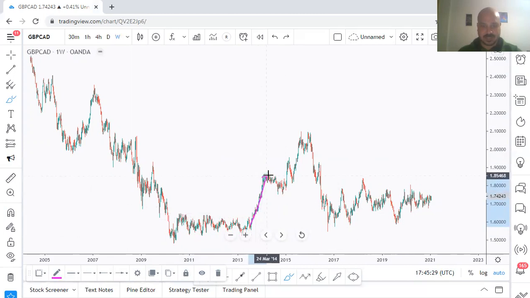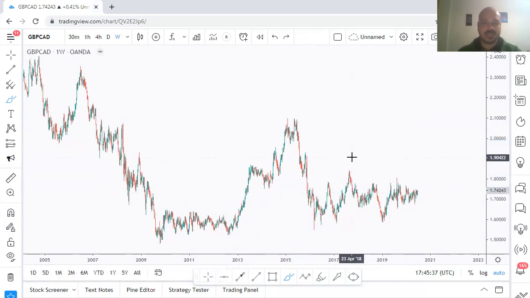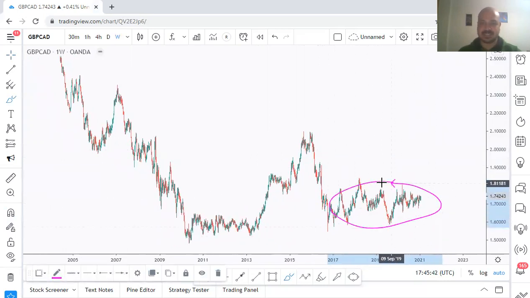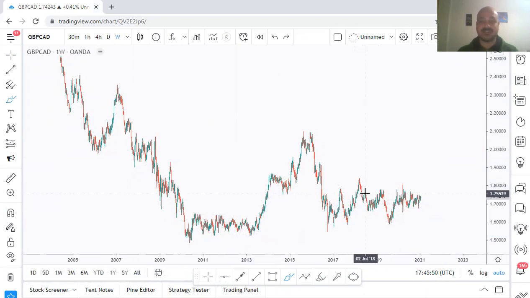So as you can see, price is making higher highs and higher lows, higher highs and higher lows, and then now it's making lower lows and lower highs and so on. But for now, we know that GBPCAD is stuck inside this range, even though the range is not as small as it was before, right? We don't have a clear direction.